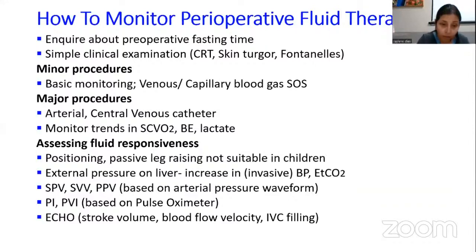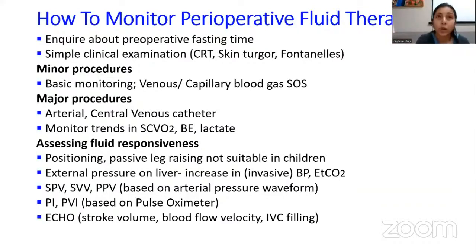So better than that and very attractive in the pediatric age group are those based on your pulse oximeter or the plethysmographic tracing. So that is your perfusion index or your pleth variability index. And you know that if these values are very high, you can just look at your plethysmographic tracing. And if there is a lot of variability, or if the values are high, and if you give fluids and the values come down, then you know that the patient is fluid responsive.